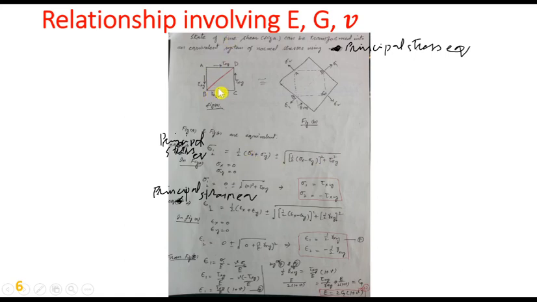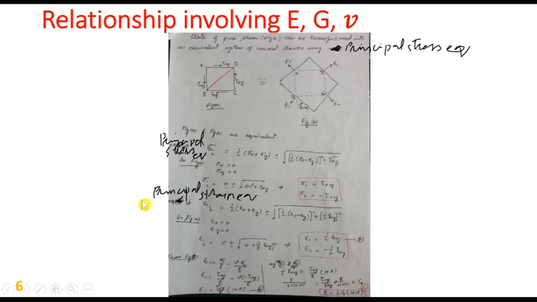Here sigma x is 0, that is not existing, sigma y is 0. So when you put 0, 0 here and only tau xy exists, the result will be the square root of tau xy square, and due to the square root it will be plus and minus. So sigma 1 is plus tau xy and sigma 2 is equal to minus tau xy.